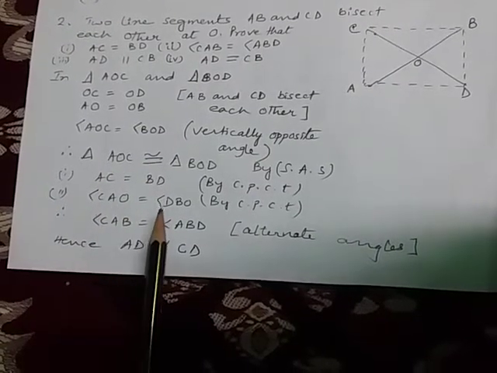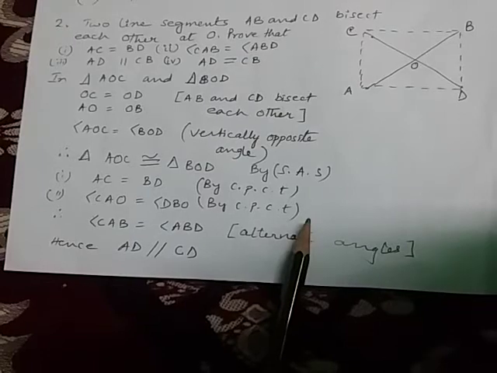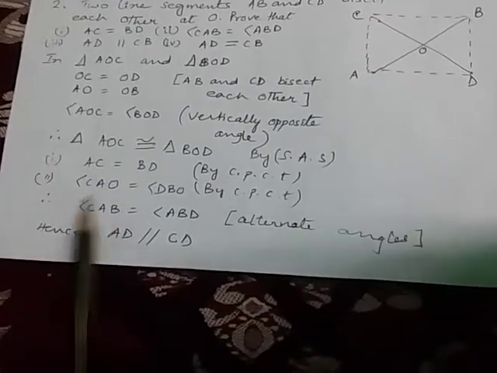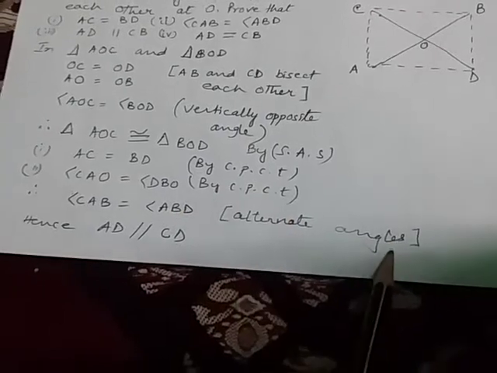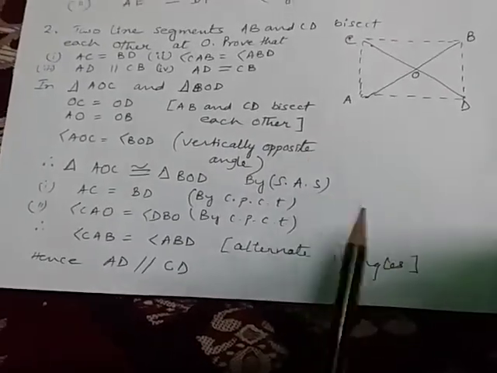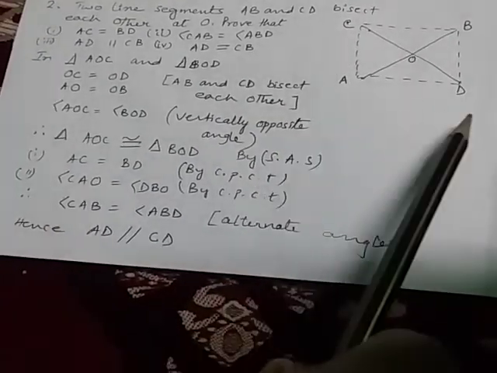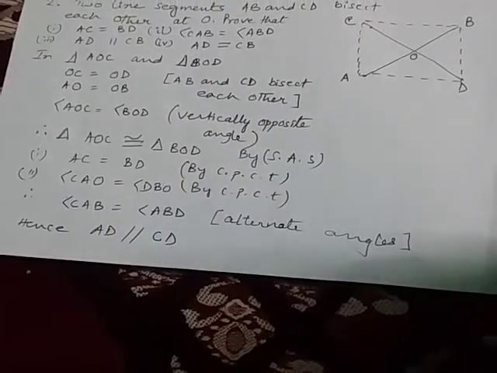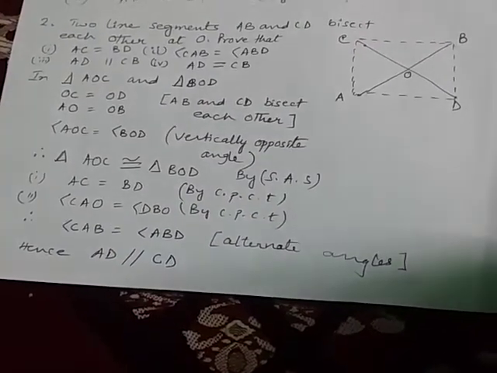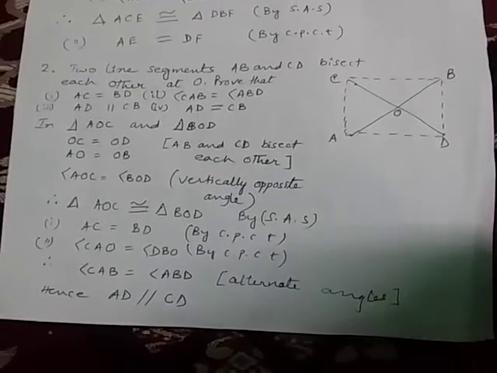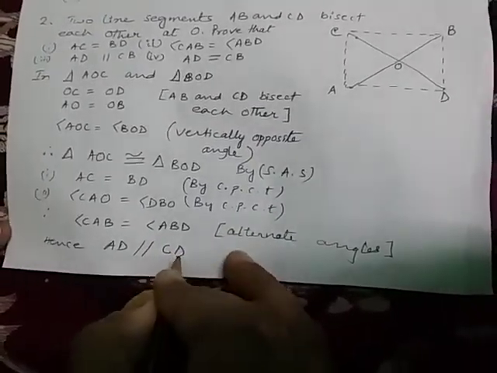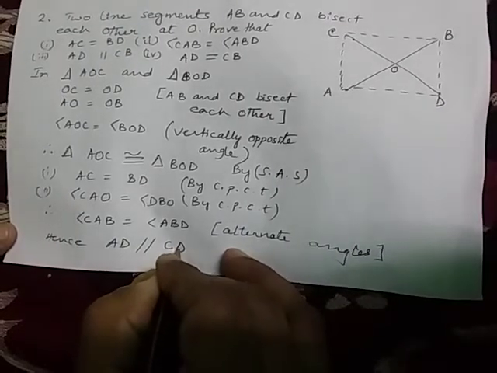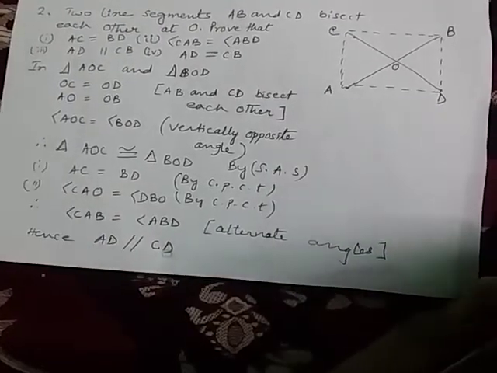CAO is equal to DBO by CPCT. So, instead of CAO, we can write CAB and ABD, but they are alternate angles. Since they are alternate angles, hence AD is parallel to CB is proved. Children, this is AD is parallel to CB.